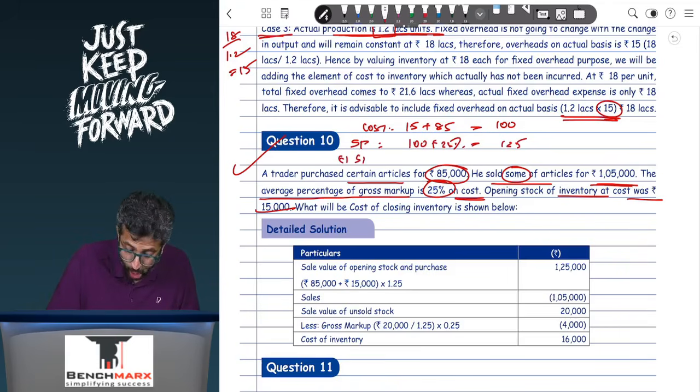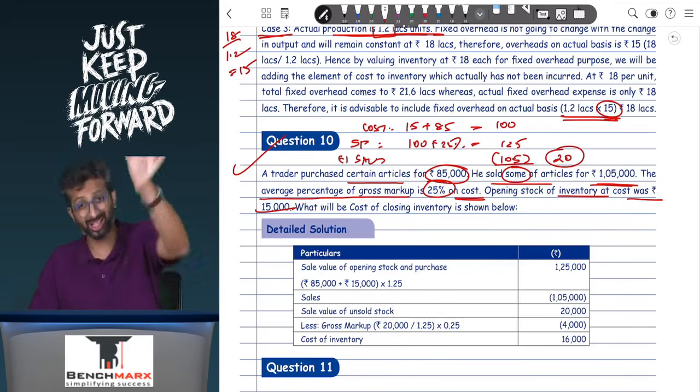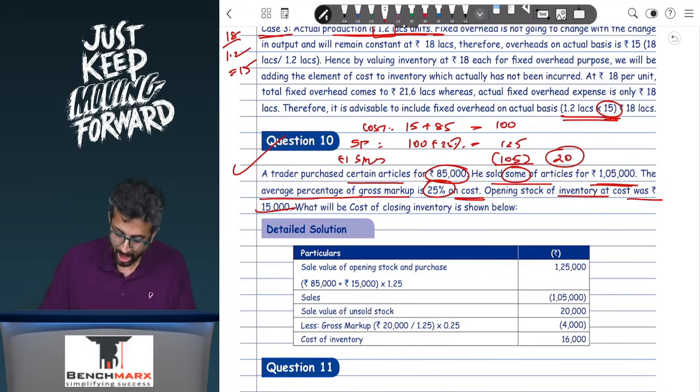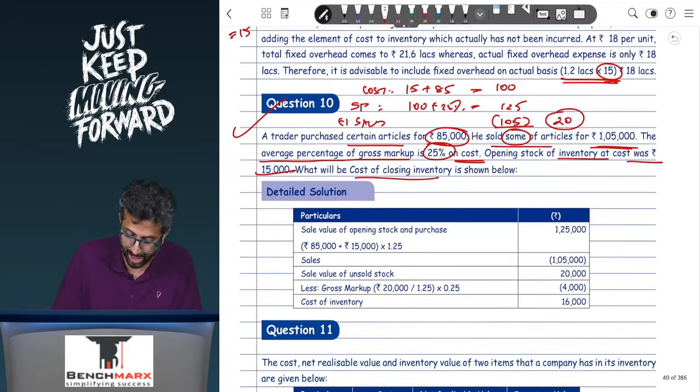However, actual sales, if you go to see, was 1 lakh 5,000. And hence there is 20,000 worth of inventory which is unsold but at selling price. Now this is 20,000. If I want to find the cost of the closing inventory, I will say 20,000 is at selling price. That is 100 plus 25, that is 125. Then 100 is how much? Which means you will come down to 16,000.